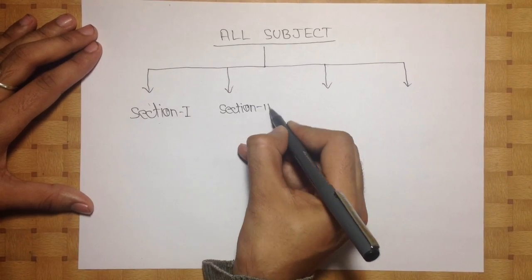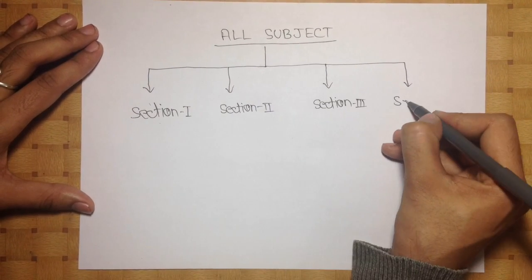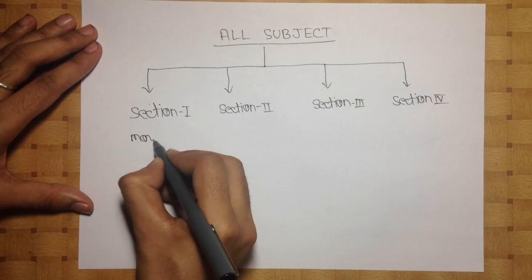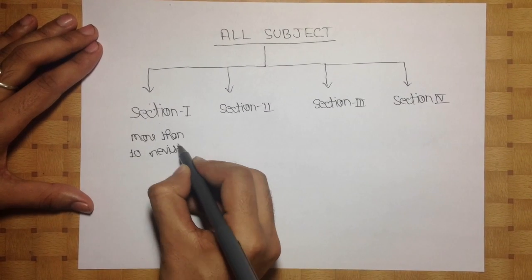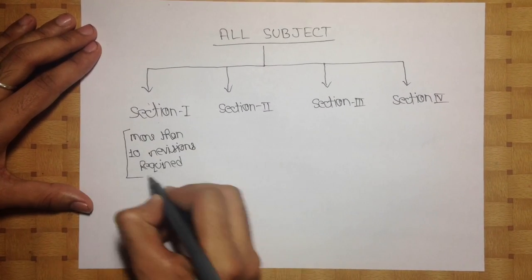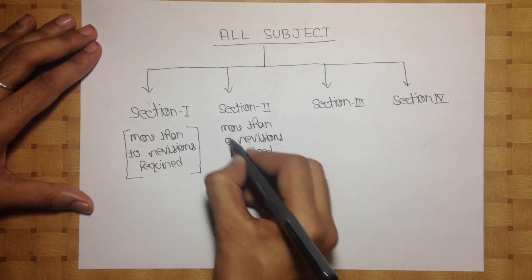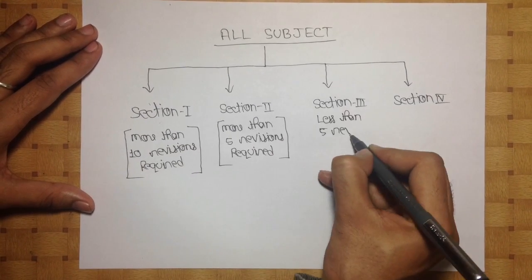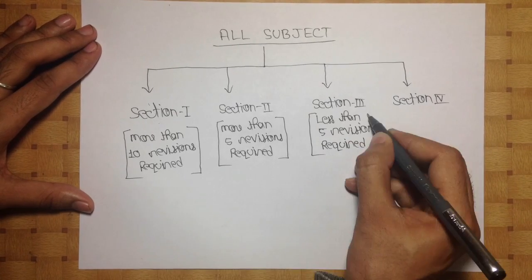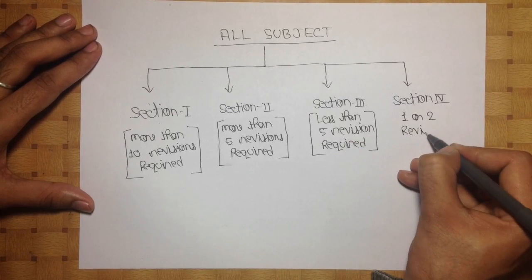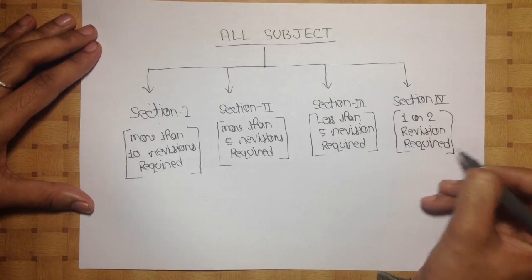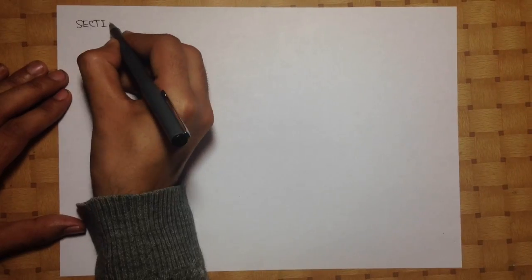The subjects which come in the first section require more than 10 revisions, and the subjects which come in the second section require more than 5 revisions, and the subjects which come in the third section require less than 5 revisions, and the subjects which come in the fourth section require 1 or 2 revisions.